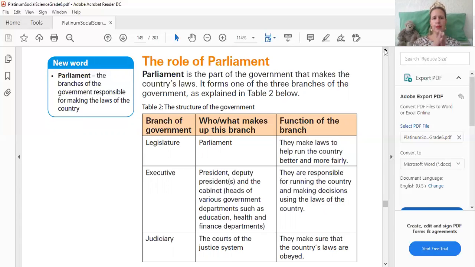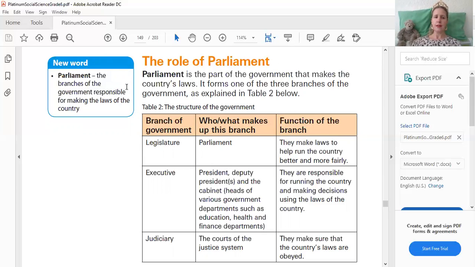Okay, so we're going to spell it in threes. Ready to clap. P-A-R-L-I-A-M-E-N-T. Again. P-A-R-L-I-A-M-E-N-T. Again. P-A-R-L-I-A-M-E-N-T.